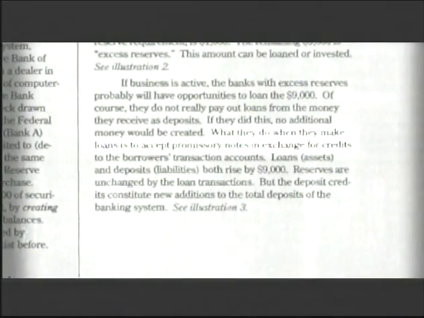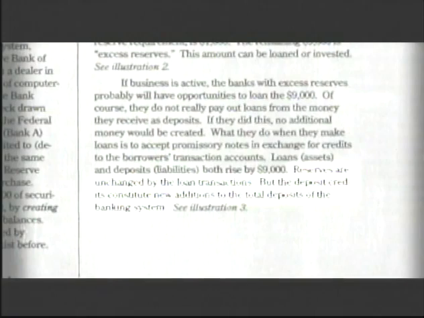Mr. Daley explained that the money was, in fact, not the property of the bank, for it was created out of nothing as soon as the loan agreement was signed. Remember what modern money mechanics stated about loans? "What they do when they make loans is to accept promissory notes in exchange for credits. Reserves are unchanged by the loan transactions, but deposit credits constitute new additions to the total deposits of the banking system." In other words, the money doesn't come out of their existing assets. The bank is simply inventing it, putting up nothing of its own except for a theoretical liability on paper.